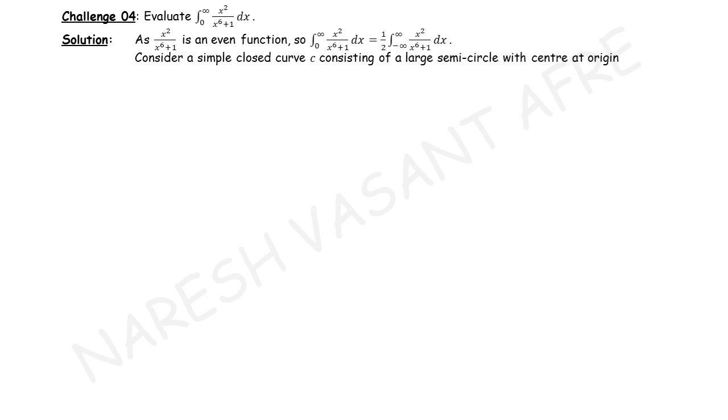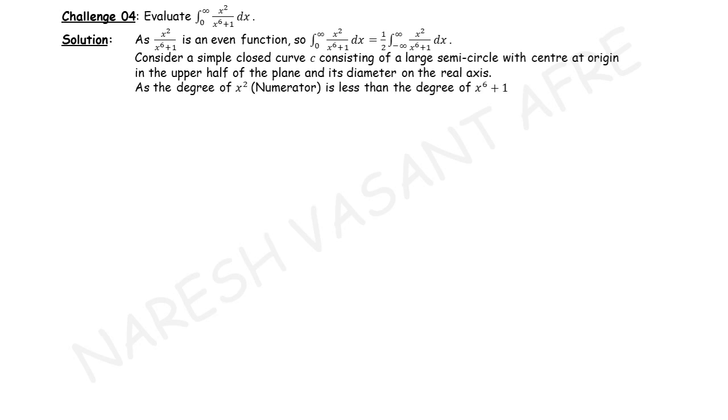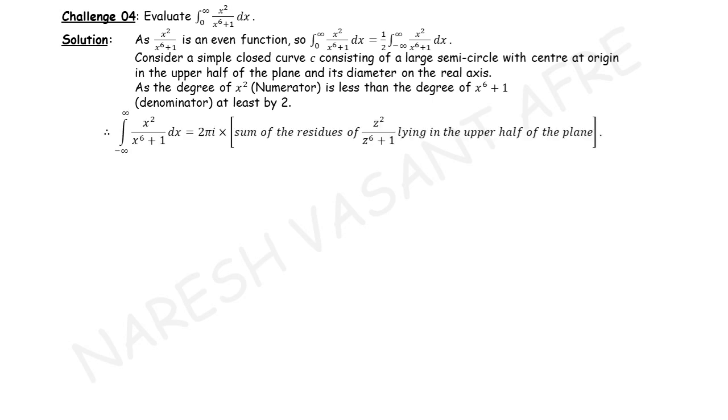Now to solve this right hand side part, we are going to see similar kind of calculation. Consider a simple closed curve C consisting of a large semicircle with center at origin in the upper half of the plane and its diameter on the real axis. Here the degree of numerator is less than the degree of denominator at least by 2. So yes, we can apply that and we'll get the integral from minus infinity to infinity of x square divided by x raised to 6 plus 1 dx is equal to 2 pi i into the sum of residues of z square divided by z raised to 6 plus 1 lying in the upper half of the plane.